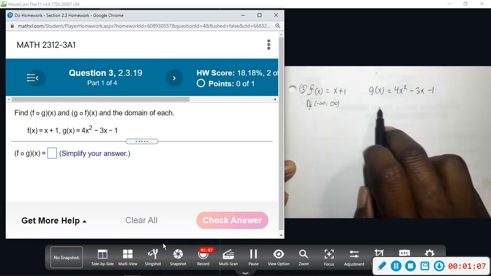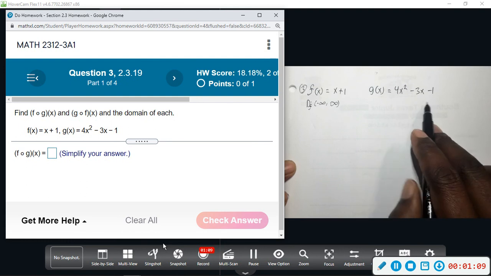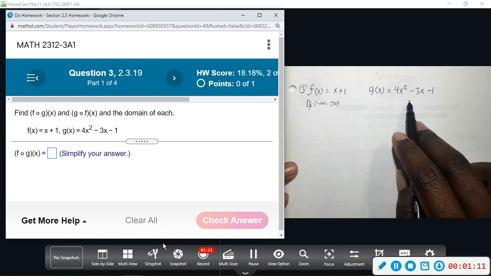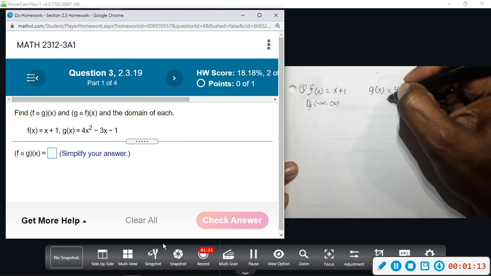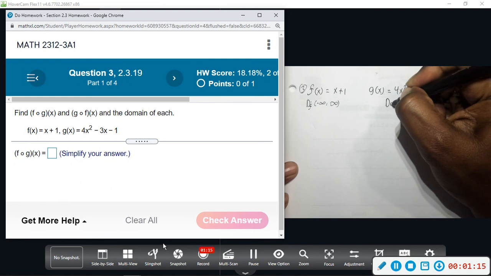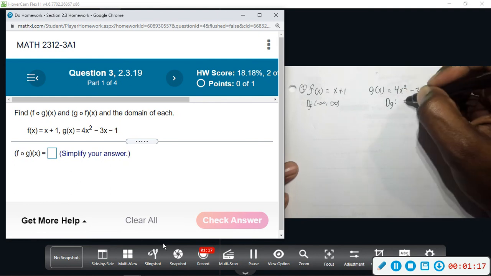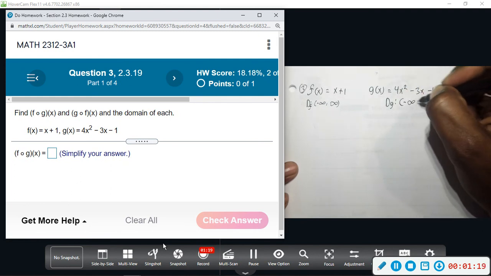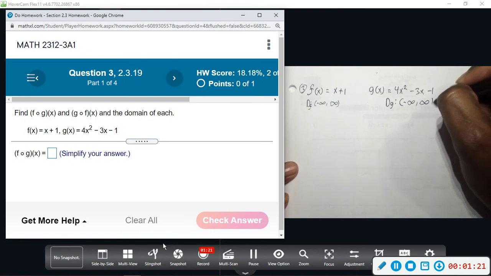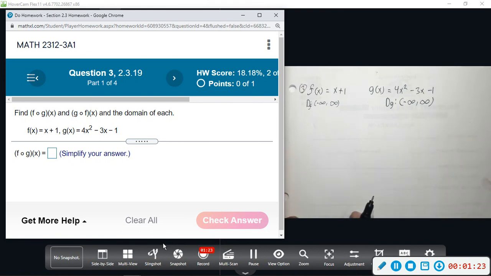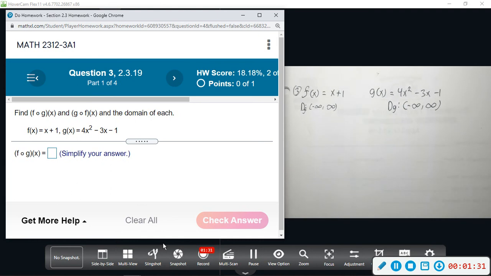And then same thing for g, no fractions with x in the bottom, no square roots, and no logarithms. So the domain of g is also negative infinity to positive infinity or all real numbers. It's important to figure this out because if there are restrictions, those restrictions have to be carried over whenever you do f of g or g of f.